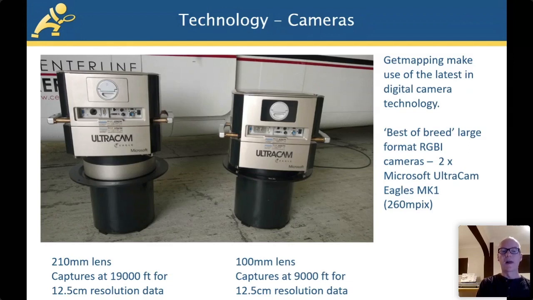12.5 centimeter is 1 pixel on the ground. So 1 pixel in our imagery represents 12.5 centimeters, which is our typical capture resolution for updating the UK. We've also got a 100mm lens that captures the same resolution at 9,000 feet. So you've got two different heights, which is really important when it comes to air traffic, as you'll see a bit later on.